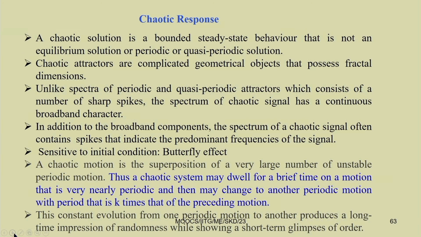So, let us see what we mean by this chaotic response. Briefly we will study this chaotic response, and the next class will be fully devoted to it. A chaotic solution is a bounded steady state behavior that is not an equilibrium solution or a periodic or quasi periodic solution. So, it cannot be a fixed point response, periodic response or a quasi periodic response. Chaotic attractors are complicated geometrical objects that possess fractal dimensions.